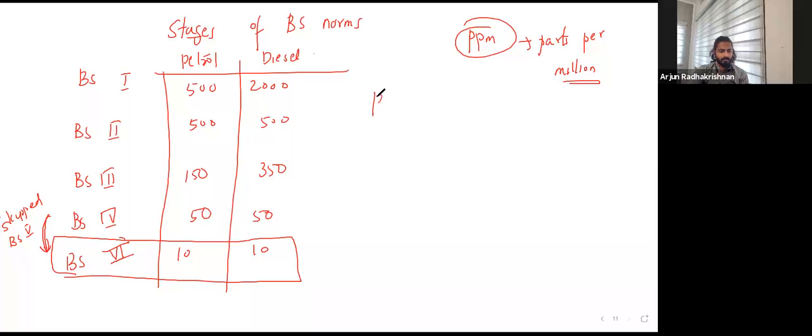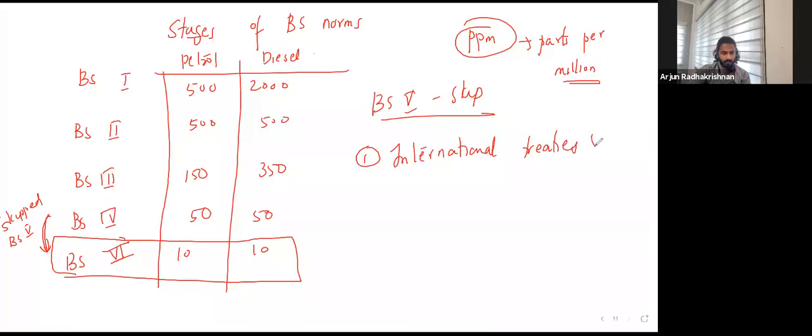And why we skipped BS5? Because of two reasons. First one, India had to fulfill its promises to international treaties and conventions, including the Paris Climate Agreement.